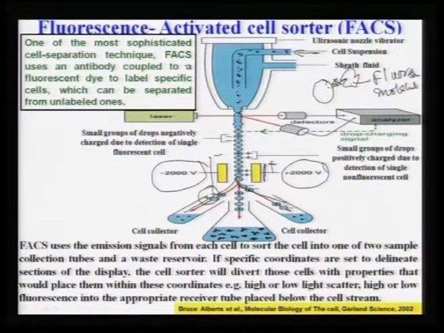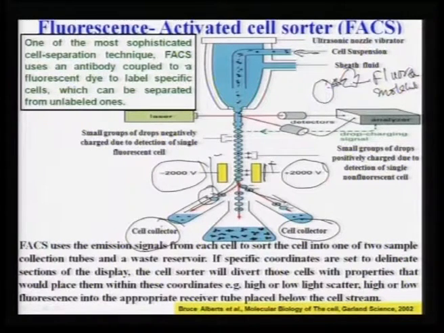That depends on what kind of properties this fluorescence molecule has and how this fluorescence molecule is attached to the individual cell. This is one of the unique processes, which is also used in the cell sorting process. These are known as the cell collectors, different cell collectors.